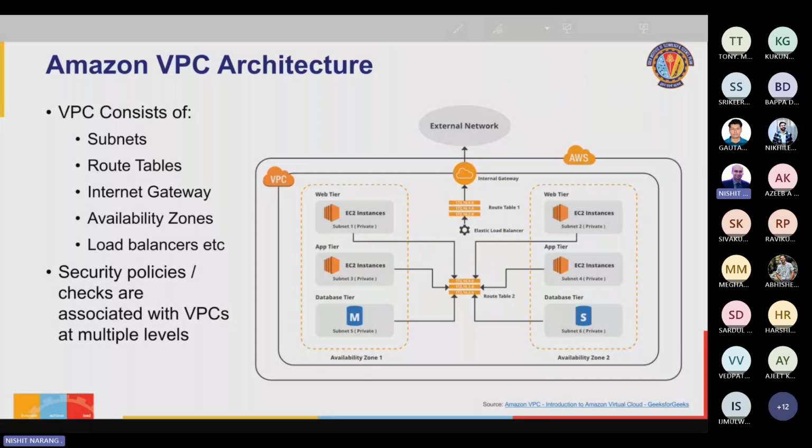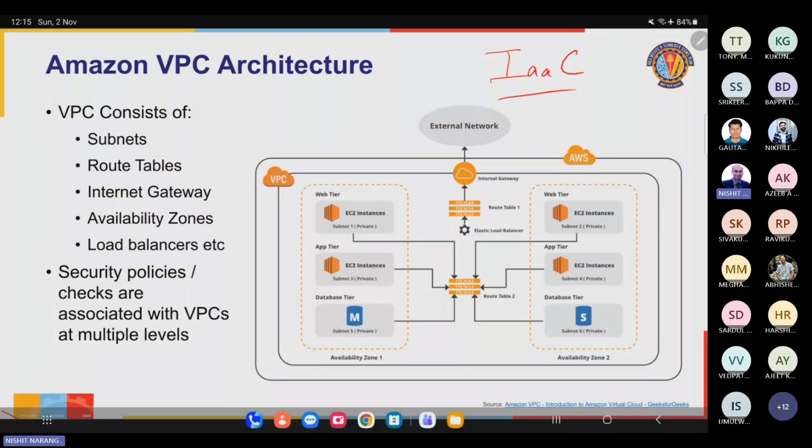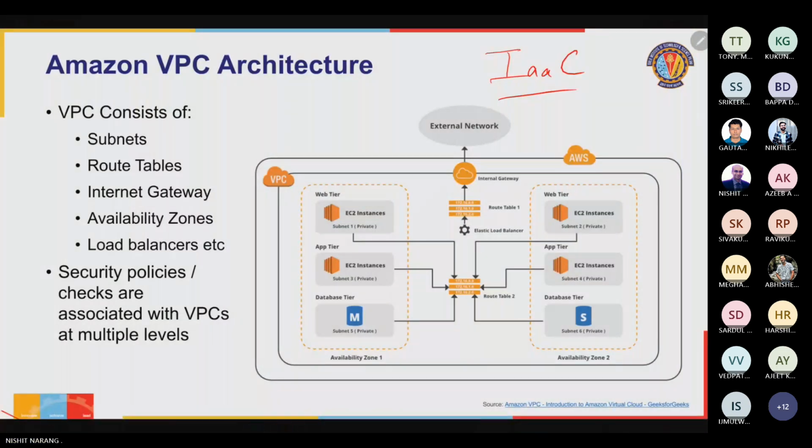What do I do? I use a concept called infrastructure as code, IaC. How many people are familiar with this? What I do is I create a script file. This could be a Terraform script. I could use Ansible. These are tools that I can use to write a script file. It's like writing code. I generate a script file and I say I need to set up a VPC.